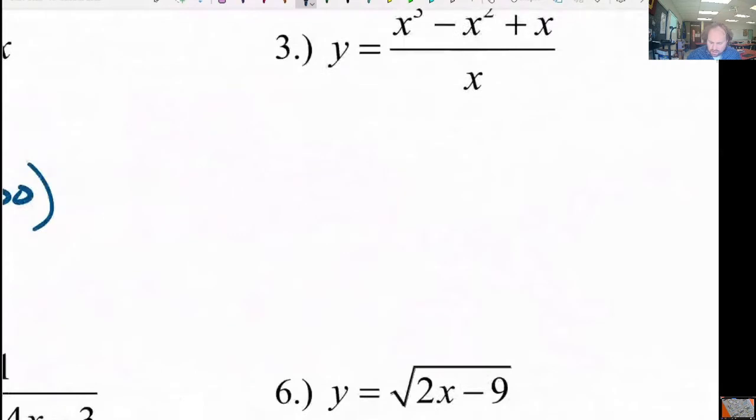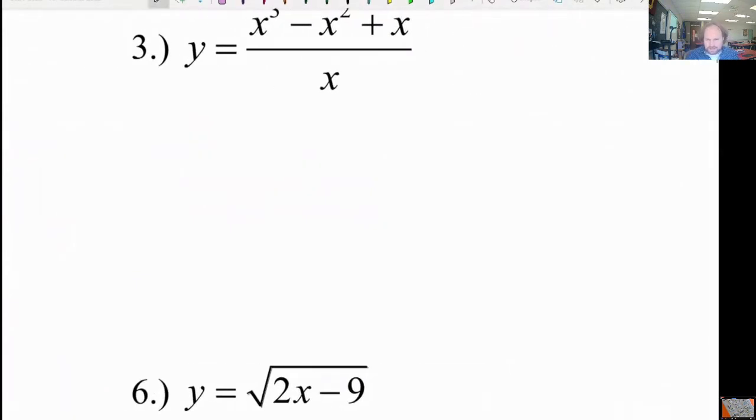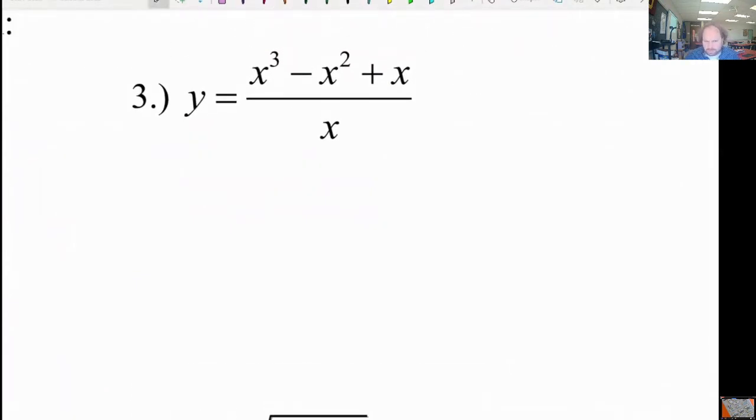Like that. Number 3 is the first problem we're going to run in today that does not have a domain of all real numbers. The problem here, of course, is the bottom of the fraction. You cannot divide by 0. So it might be a good idea to write down that x cannot be 0. Now, if you write down that x can't be 0, that's probably fine.